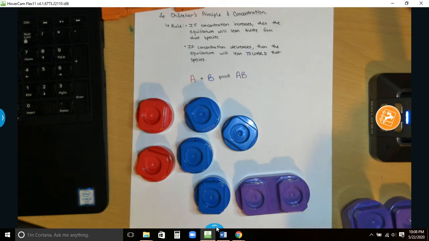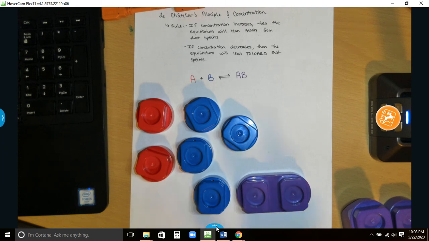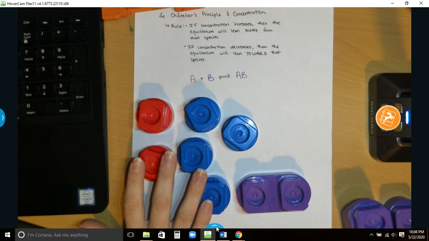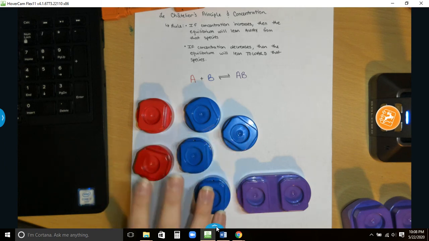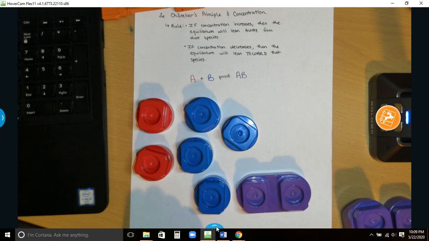Because the opposite side of that chemical reaction, in this case my purple AB, will still function the way that it did before. So it'll still collide, or those collisions will still lead to the formation of, in this case, the reactants. But because I've changed the ratios on this side of the chemical reaction, this is not as effective as it once was.